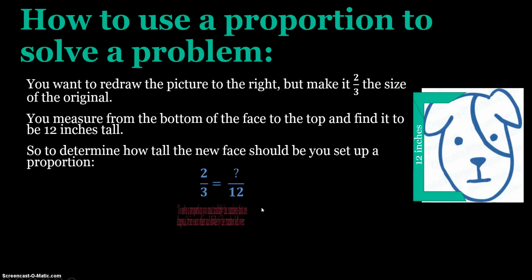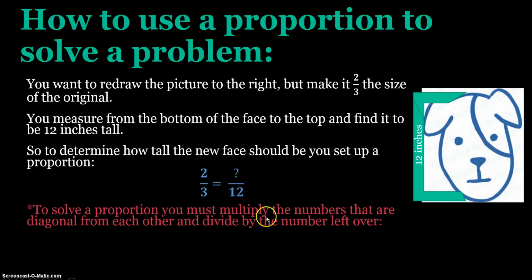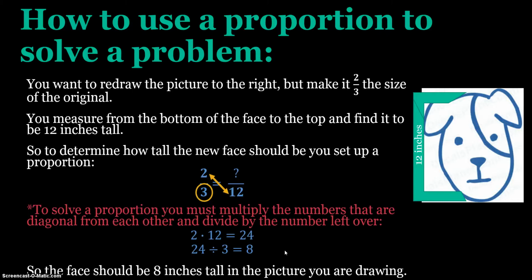So, what you want to do is cross multiply the numbers that are diagonal from each other and divide by the number left over. So 2 times 12 is 24, and then divide by the number left over, which is 3. So 24 divided by 3 is 8. So the face should be 8 inches tall in the picture you are drawing.